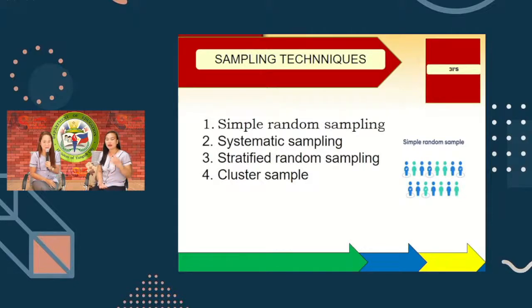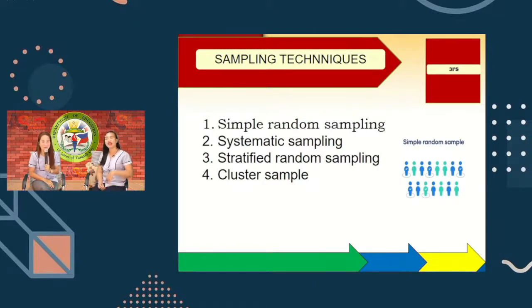That every member of the population is listed with a number. But instead of randomly generating numbers, individuals are chosen at regular intervals. Yes, pwede siya, no? Every 2, every 4, or by 5, yes. So that is why it is called systematic random sampling.